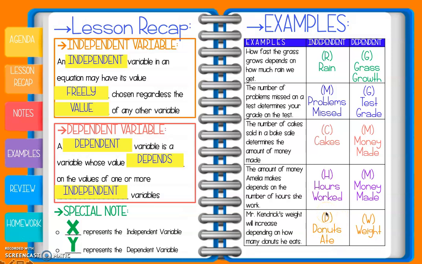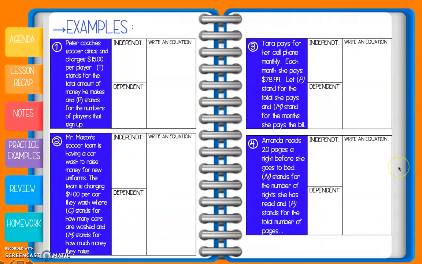Okay, so now what we're going to do is we're going to take this skill, picking out independence and dependence, and we're going to write an equation with those. Okay, so let's look at number one. It says Peter coaches a soccer clinic and charges $15 per player. T stands for the total amount of money he makes, and P stands for the amount of players that sign up.